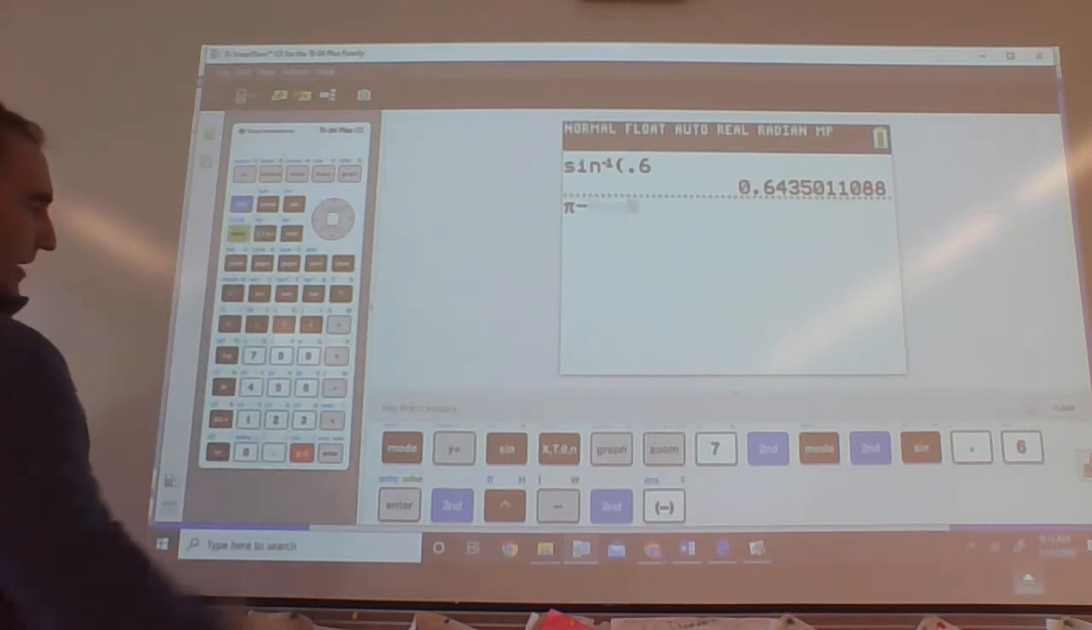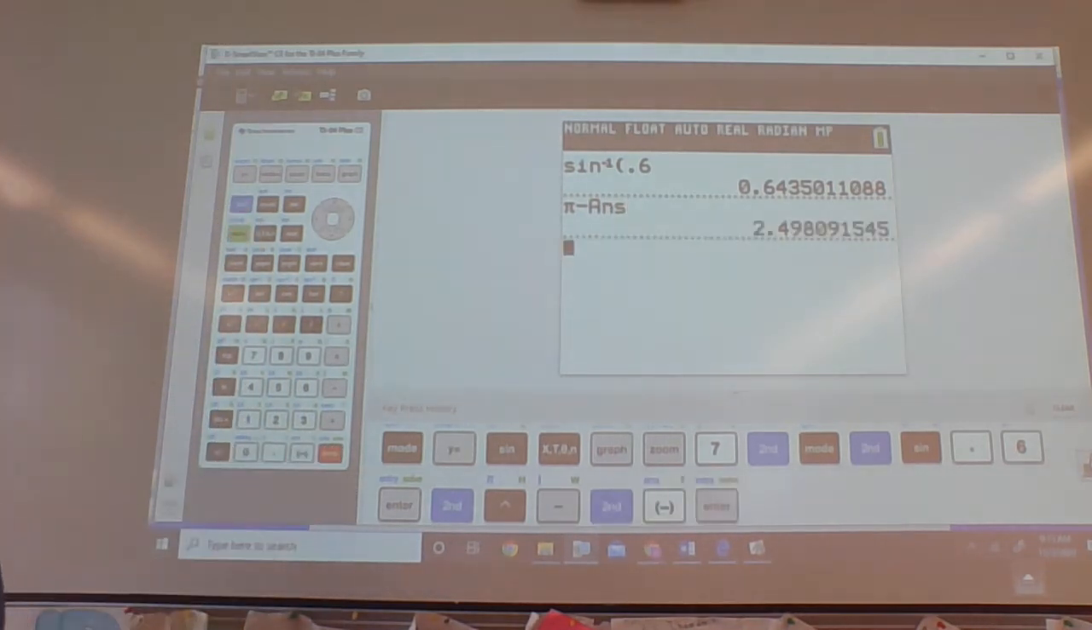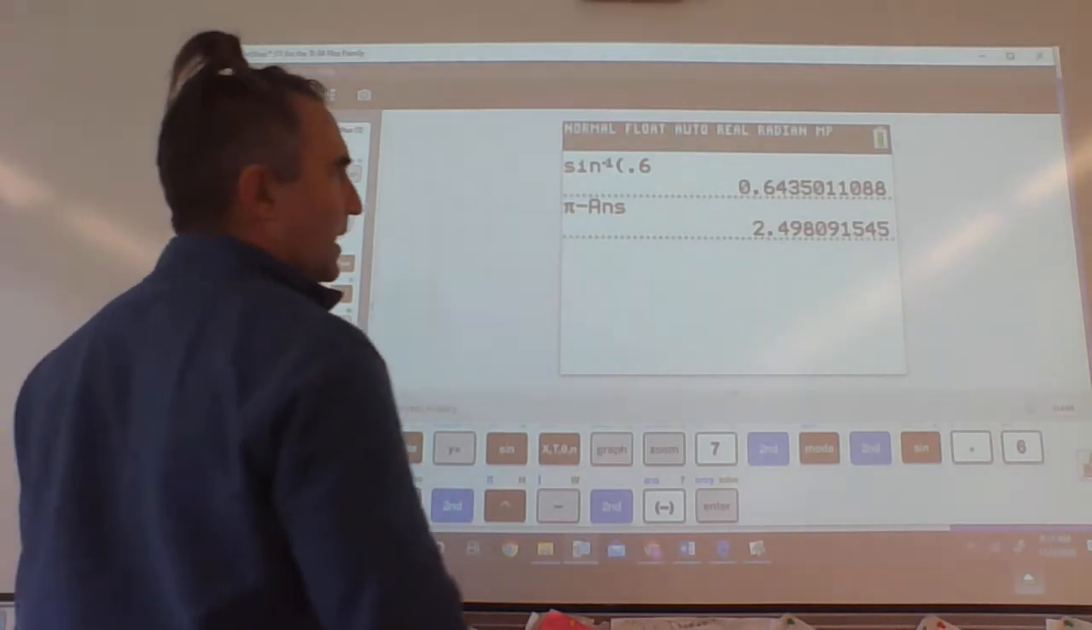I'm going to use my stored values. Notice I hit second answer, and 2.4981.